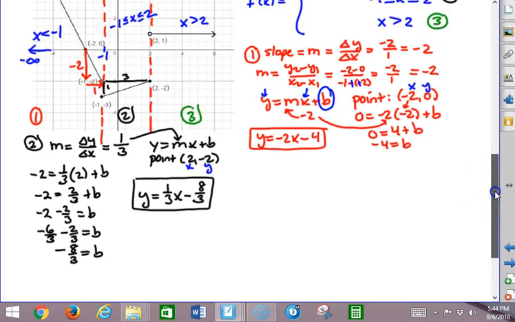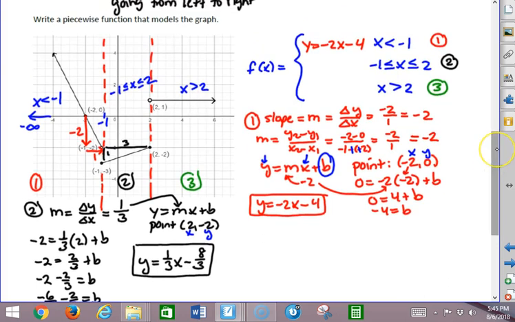Let's double check to see if negative 8/3 looks reasonable for us, the y-intercept. So here's negative 1, negative 2, negative 3. Negative 3 would be negative 9/3, so this looks very reasonable as negative 8/3. That would be negative 2 1/3. So that looks really reasonable. So there's my second piece. Y equals 1/3 x minus 8/3.